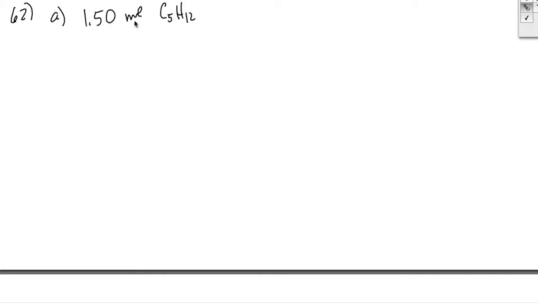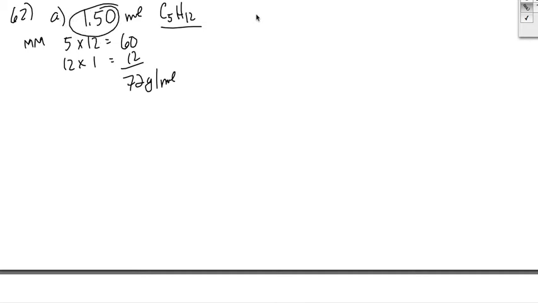Well, if we have 1.5 moles, what's the mass of 1 mole? We've got to get that from the periodic table. So the molar mass of this is 5 times 12, that's 60. 12 hydrogens, 12 times 1, that's 12. Your molar mass is 72 grams per mole. But you actually have 1.5 moles. So you can take 1.5 times 72 to get the mass of those 1.5 moles. Okay? This would be your answer.